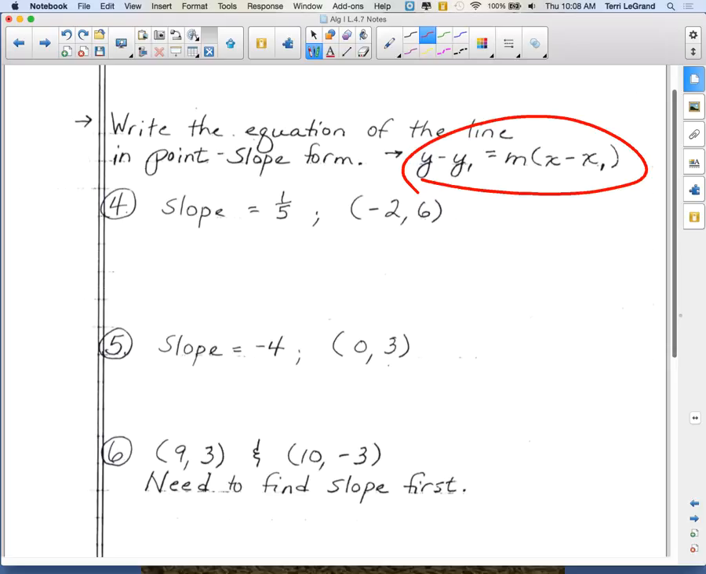Okay, so we're going to substitute. This is our m value. This is our x sub 1. This is our y sub 1. So it's y subtract, that's what it says. Y sub 1, we have a 6. M, 1/5. X, subtract the x sub 1 value, which is negative 2.